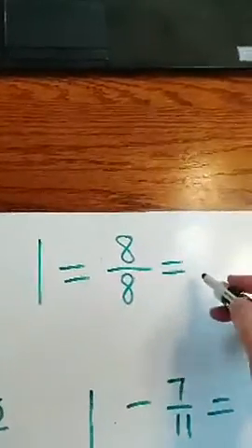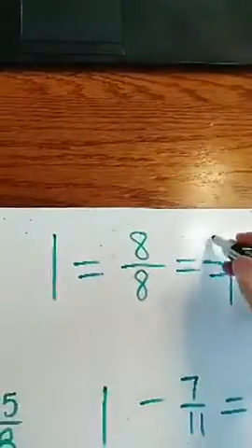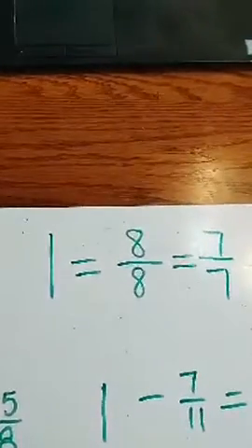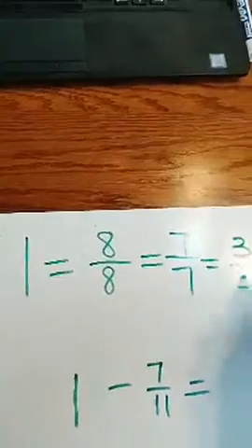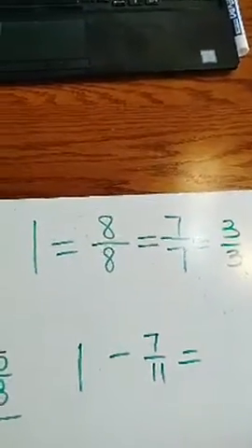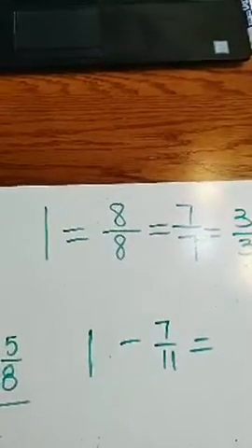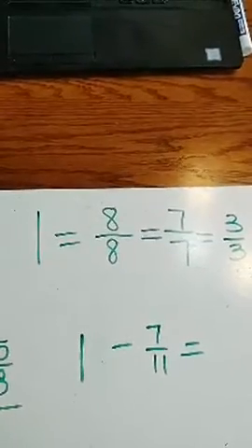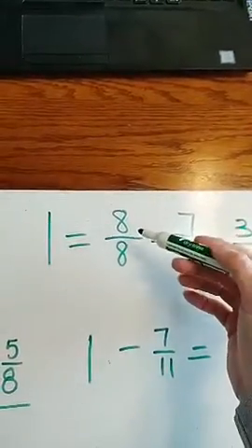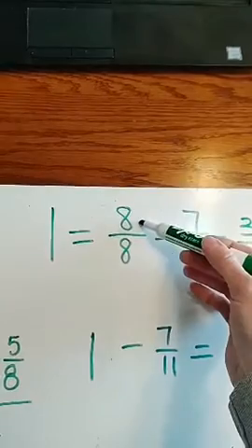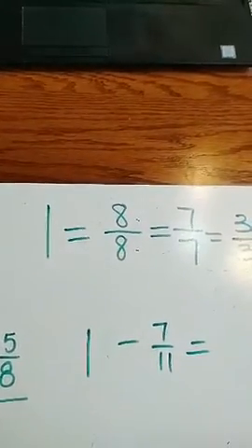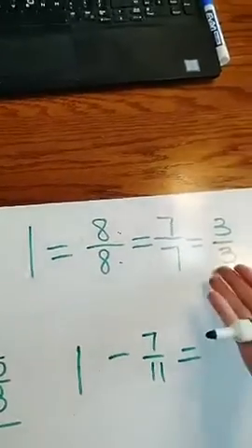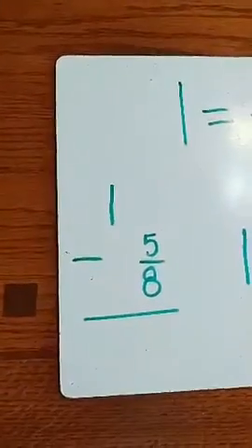There's more though, right? 7 over 7 is equal to 1. 3 over 3 is equal to 1. There is an infinite number of possibilities of what is equal to 1. You can make any fraction you want equal to 1 as long as the top and the bottom, the numerator and denominator, are the same. Okay, so now knowing this, let's look at our problems.